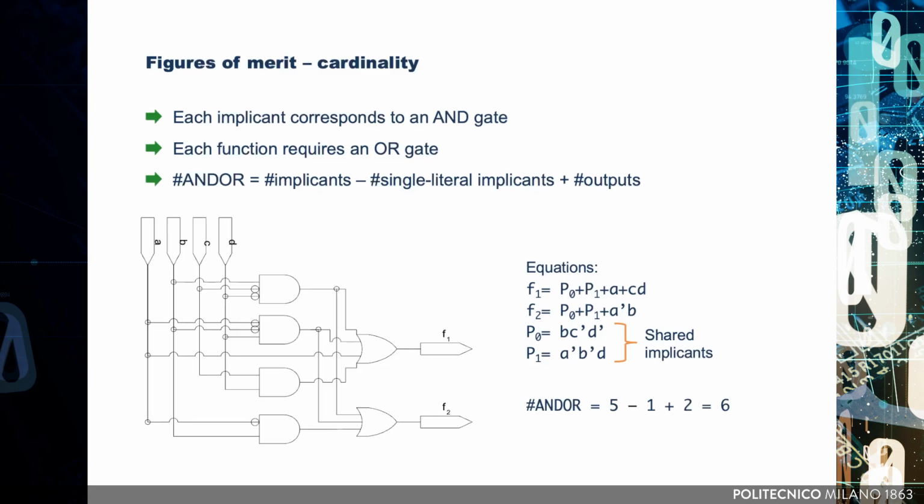Here's an example. In the first expression, we have two implicants, excluding shared ones which will be counted later, one of which consists of a single literal. In the second expression, we have one additional implicant. And finally, there are two shared implicants. In conclusion, the total number of implicants is 5. If we subtract 1 for the single literal implicant and add 2 for the number of outputs, we get a final number of gates of 6, as we can check in the schematic shown on the left.